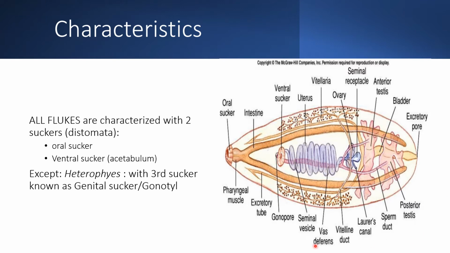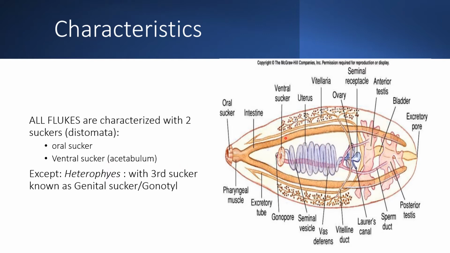So let's talk more about its morphologic characteristics. For the adult, all flukes are characterized by two suckers. That's why it is described as distomata. Okay, two suckers. We have the oral sucker, which is used for digestion, and the ventral sucker for attachment.